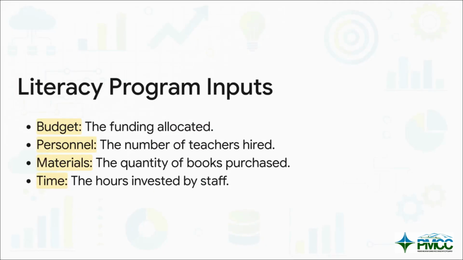So for our community literacy program, what would this look like? Well, our input indicators would be tracking things like the total budget we have to work with, the exact number of teachers we've hired, how many books we've actually bought, and of course, the time, the hours that our staff and volunteers are putting in. This tells us if we even have the fuel to get where we want to go.